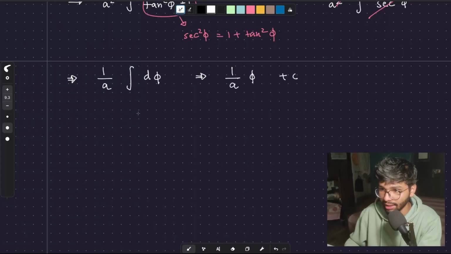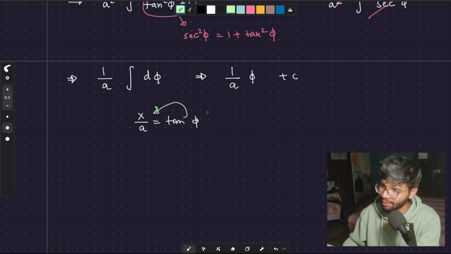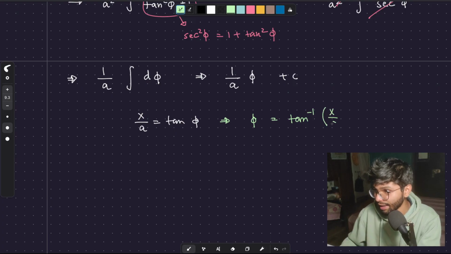Okay, let me write it again. x by a equals tangent of phi, and we can just switch things up a bit. We can swap it. We can find the inverse of tangent. That means phi equals the tangent inverse, or inverse tangent, or arctan, if you will, of x by a.